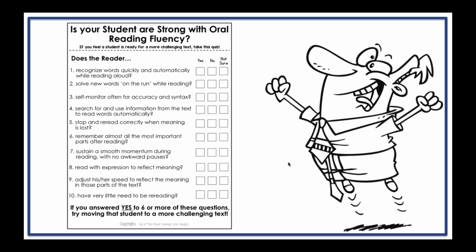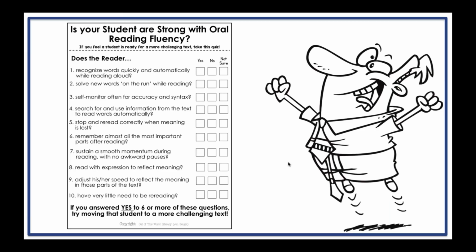Do they solve new words on the run while they're reading? So that automaticity factor, is it on the run? Can they self-monitor often for accuracy and syntax, which means sentence structure? So if they notice they read a word that was supposed to be plural, they read it singular and it didn't make sense, and they went back and made it plural, that's great that they're doing that.